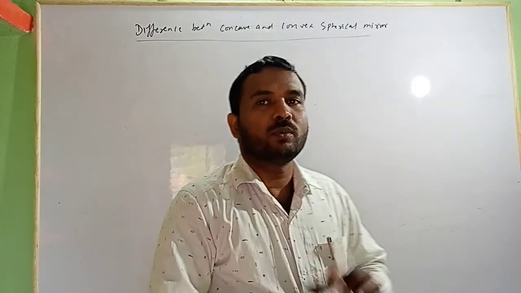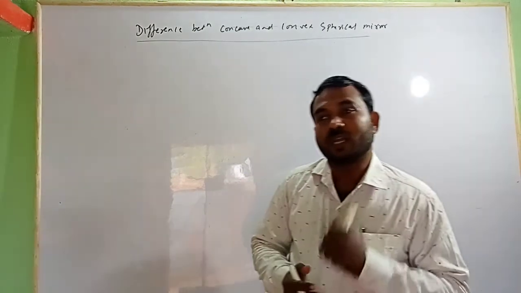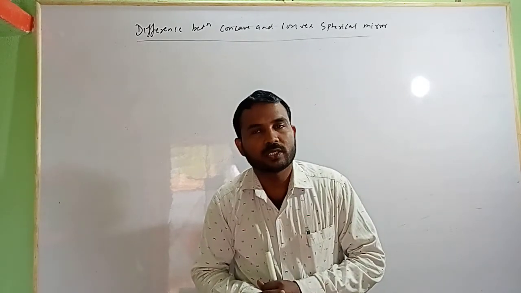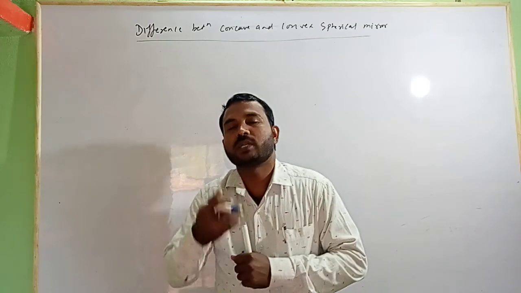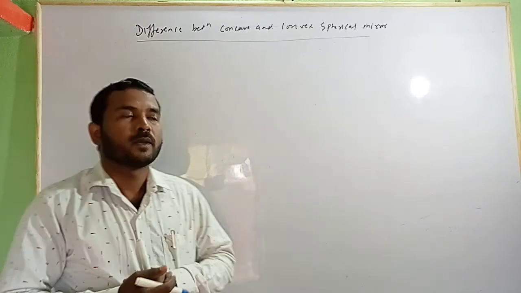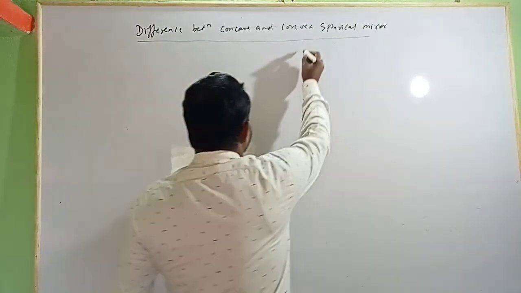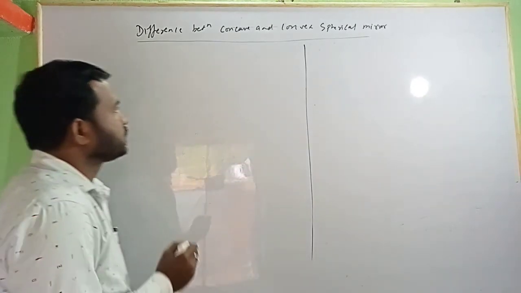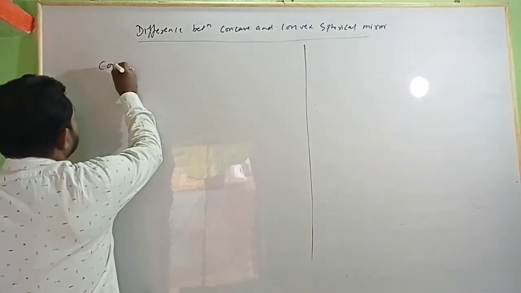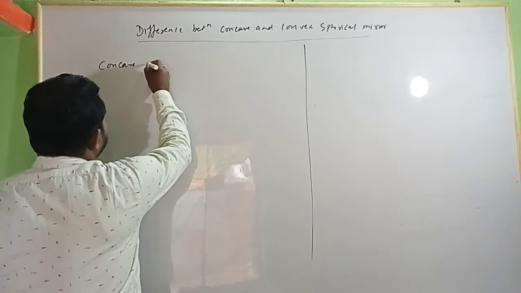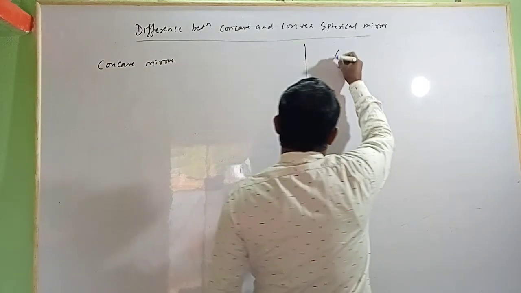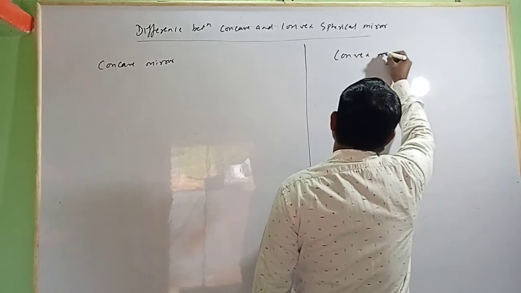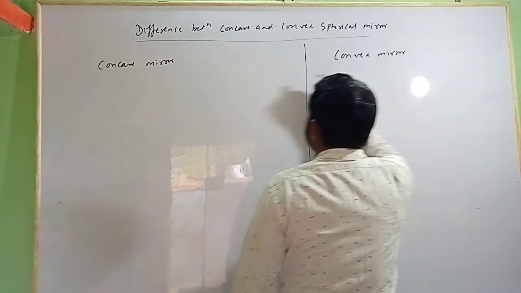But can you define what is a concave mirror? Concave means the reflecting portion is towards the center. Is it clear? Okay. It means you can take two sides. One side you will take the concave mirror, and the other side you will take the convex mirror.